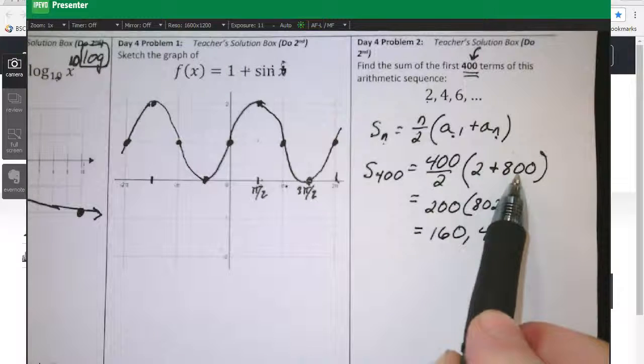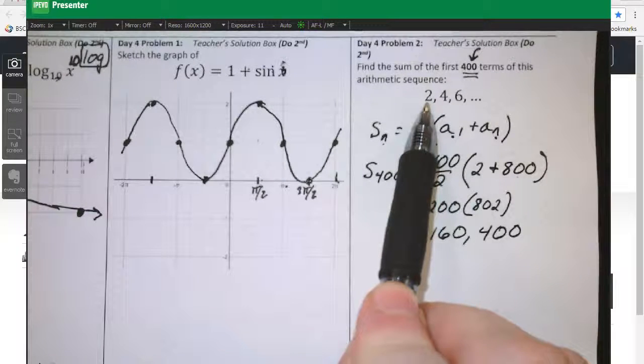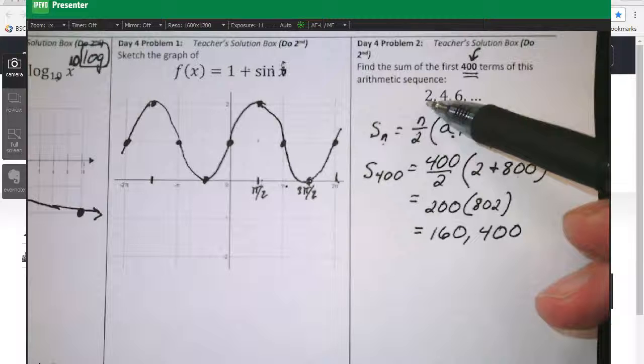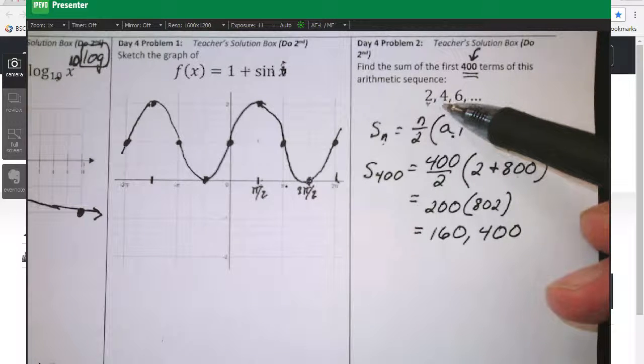Now, if you're wondering how I figured out that the 400th term was 800, I did that by inspecting the value of the term compared to its position in the sequence. So the value of the first term is 2. The value is twice the position in the sequence. The value of the second term is 4. That's twice its position in the sequence.